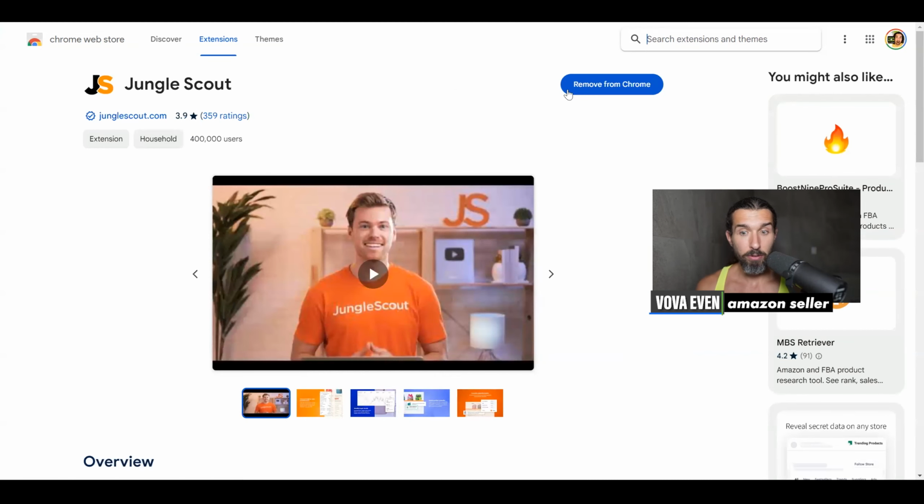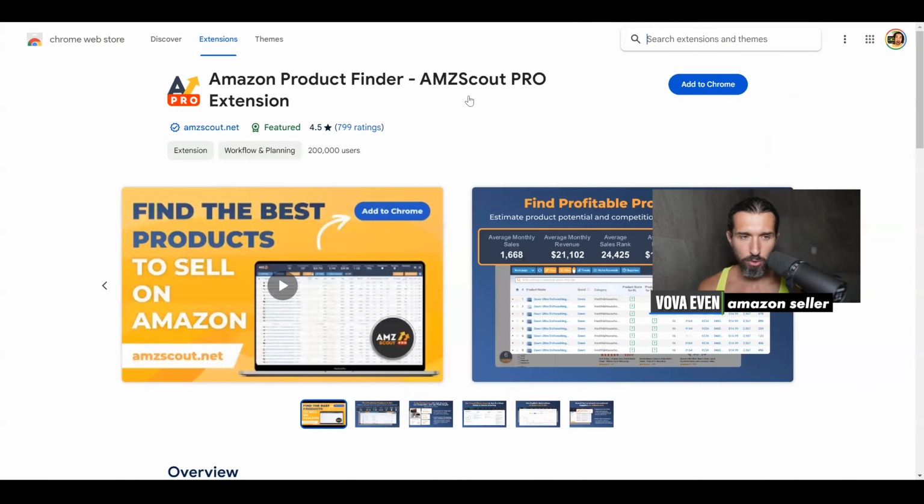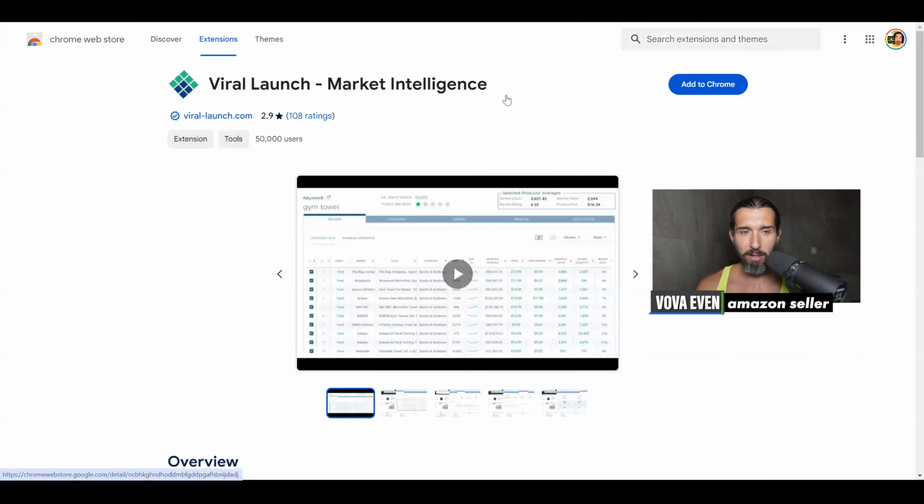And for me, Jungle Scout is totally fine. Also Helium 10. These are my two favorites that I'm using most of the time. AMZScout is also legit, and Viral Launch is getting back into things, so their market intelligence can be helpful for you as well.